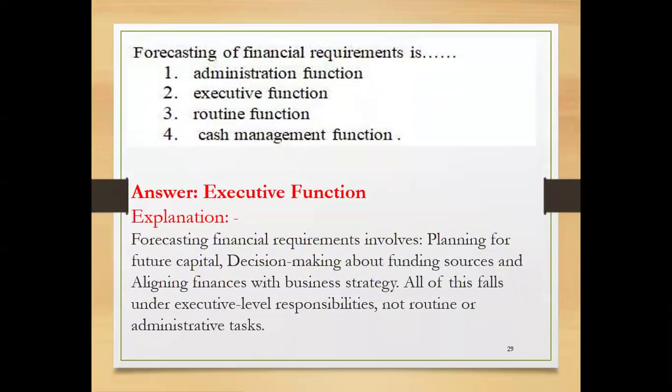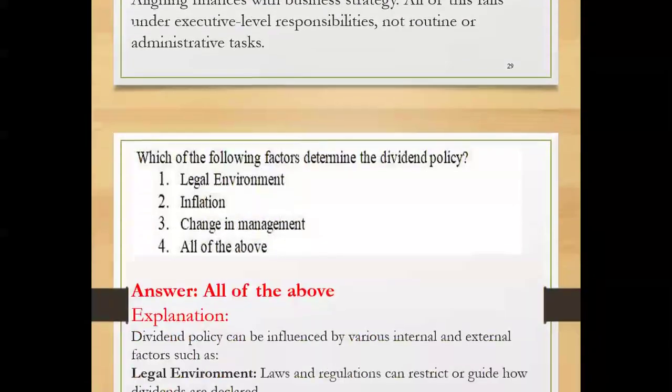Then, forecasting financial requirement is an administrative function, executive function, routine function, or cash management function? The answer is executive function. Forecasting financial requirements involves planning for future capital, decision making about the funding sources, and aligning finances with business strategy. All of this falls under executive level responsibilities and not routine or administrative tasks.